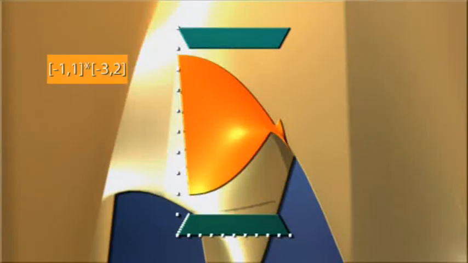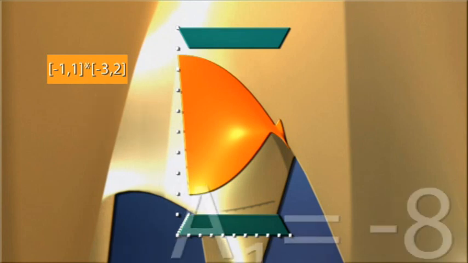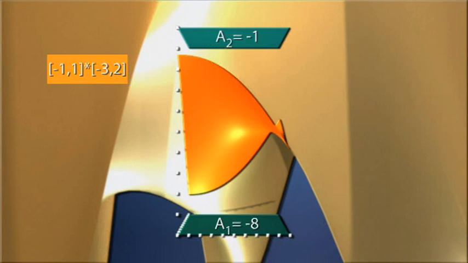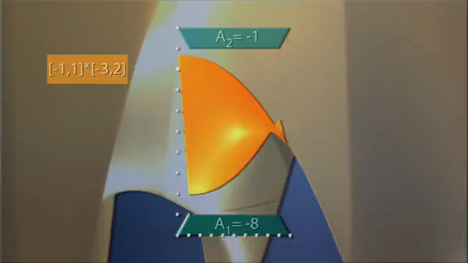If we perform the calculation for f1 in the box -1, 1 by -3, 2, the result obtained shows the planes surrounding f1 are situated at -8 and -1. In practice, this means that the greatest value of f1 for this box does not exceed -1, and therefore f1 cannot cancel itself out for this box.